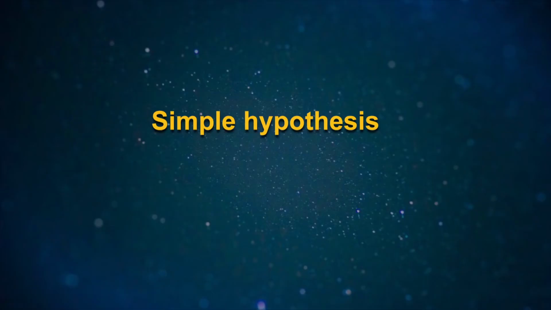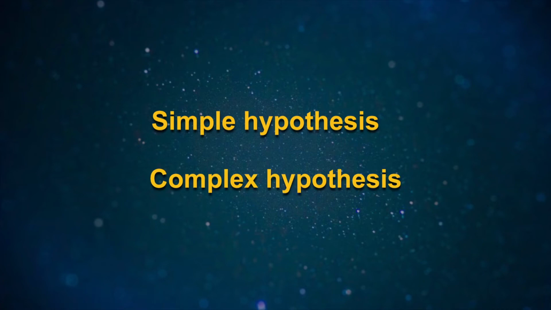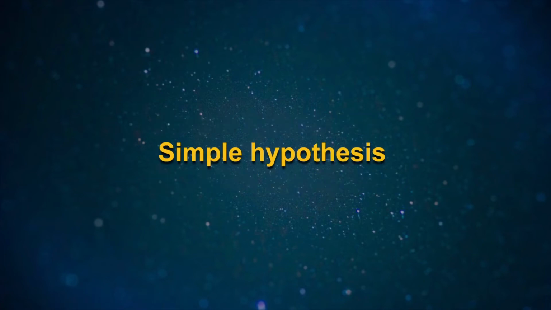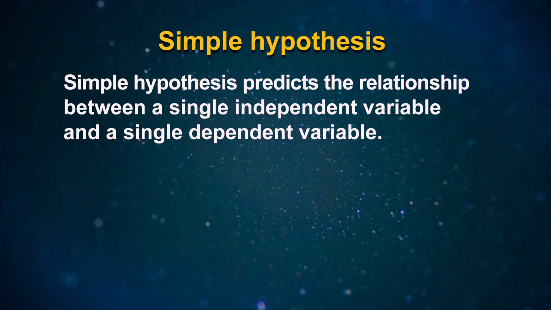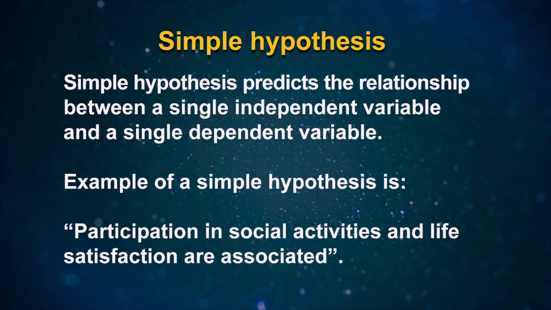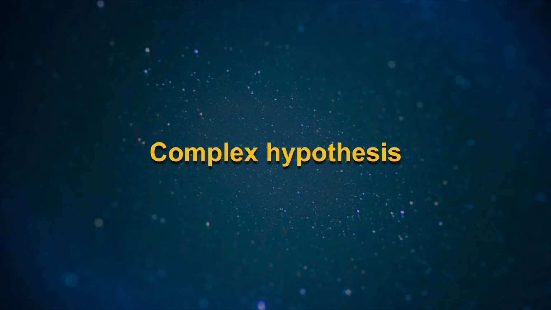Hypotheses are classified on the basis of number of variables involved in the hypothesis. They are classified as simple hypothesis and complex hypothesis. Simple hypothesis. Simple hypothesis predicts the relationship between a single independent variable and a single dependent variable. Example of a simple hypothesis is participation in social activities and life satisfaction are associated. Complex hypothesis.